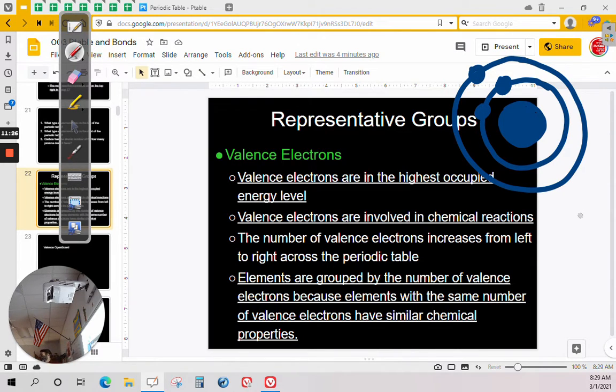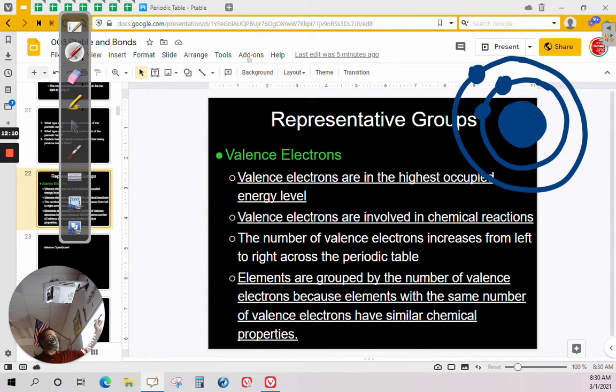The valence electrons are important because they're what's involved in the chemical reaction. So when hydrogen and oxygen bond to make H2O, it's the valence electrons that are actually doing the work. And how many there are is important because on the periodic table, they're arranged by atomic number, but we can see a pattern in the number of valence electrons. So with that said, we can start looking at how many electrons are in an atom and how many valence electrons there are.